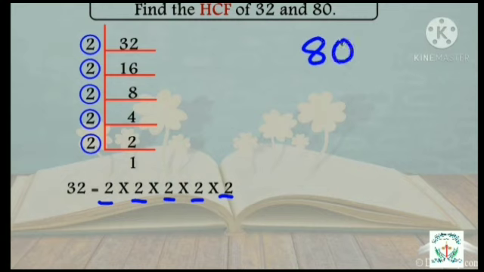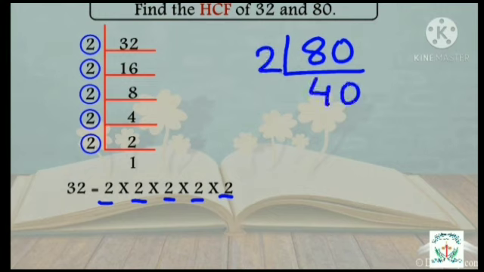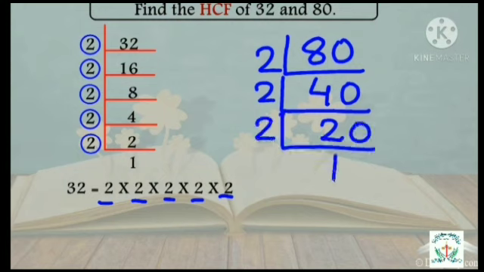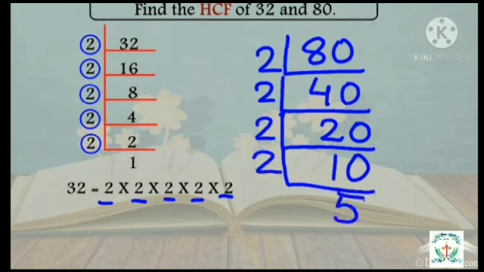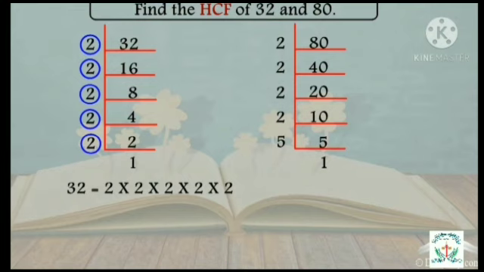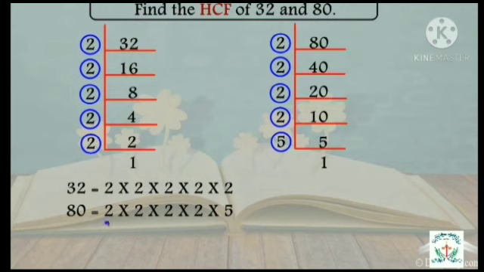Now let us factorize 80. 80 divided by 2 is 40. 40 divided by 2 is 20. 20 divided by 2 is 10. 10 divided by 2 is 5. 5 is a prime number. 5 divided by 5 is 1. So the prime factors of 80 are 2 into 2 into 2 into 2 into 5. So 80 equals 2 into 2 into 2 into 2 into 5.